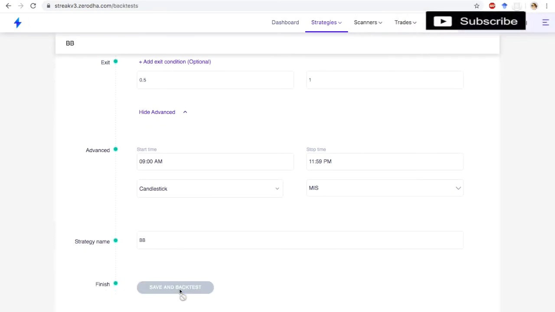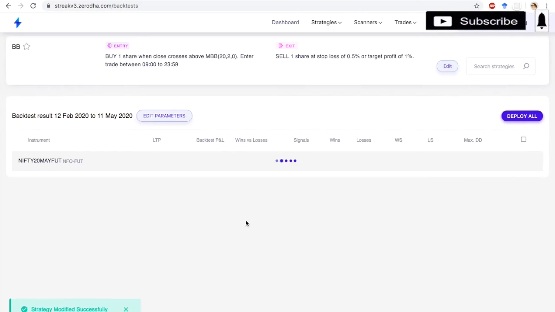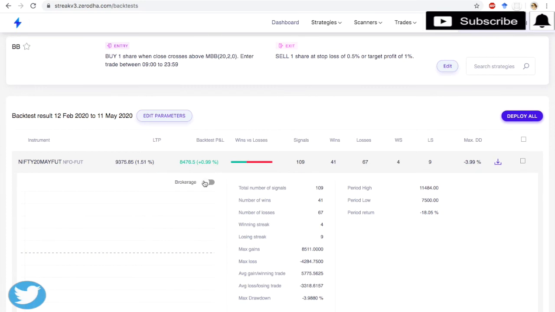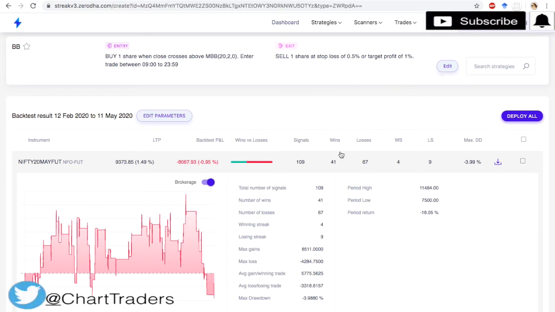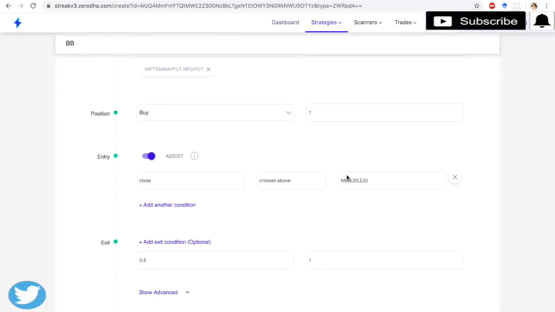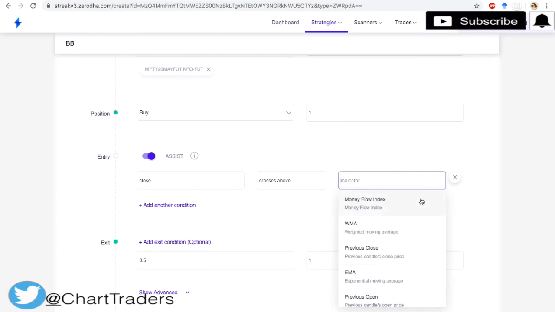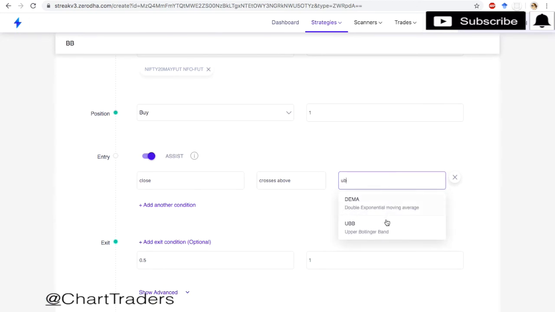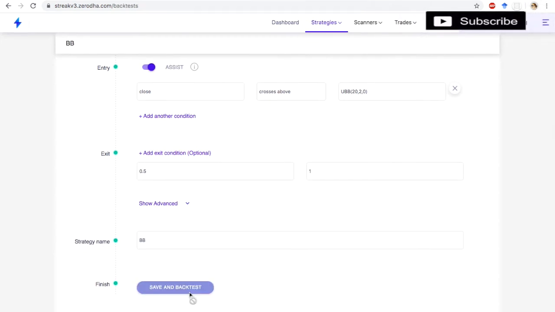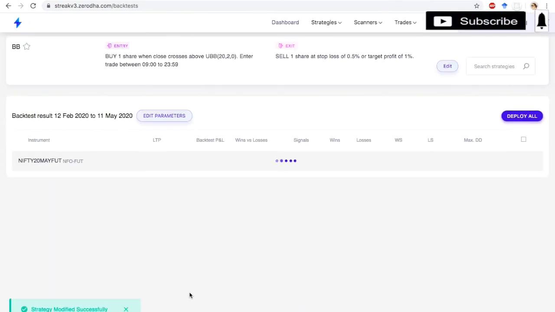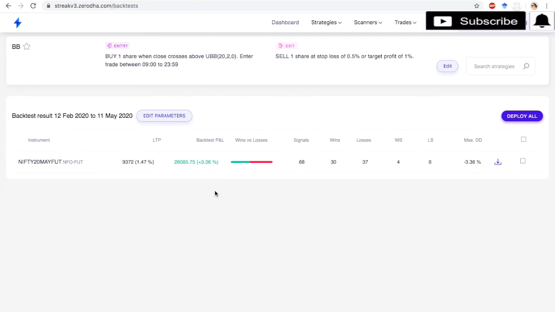The duration is simple, default parameters of Bollinger Band. Now if we backtest, the result is around 8 to 10,000, but again it is a loss because if we apply brokerage, it is minus 8,000. Okay, now we are going to check for the upper Bollinger Band. Now the profit is around 27,000.